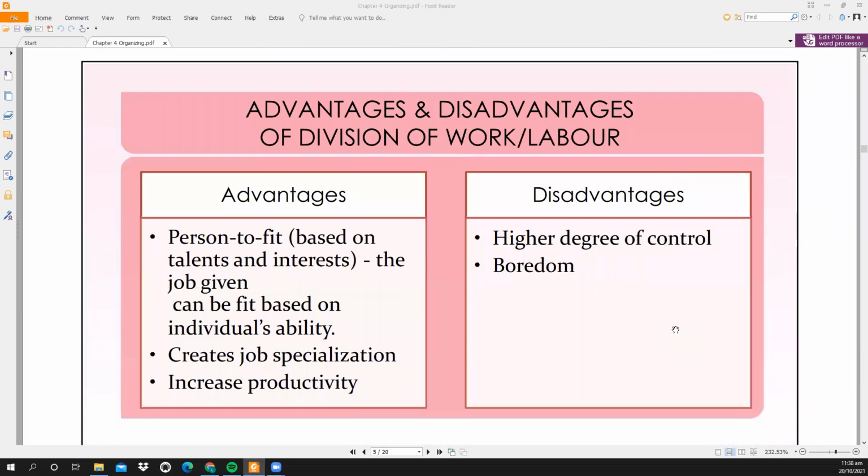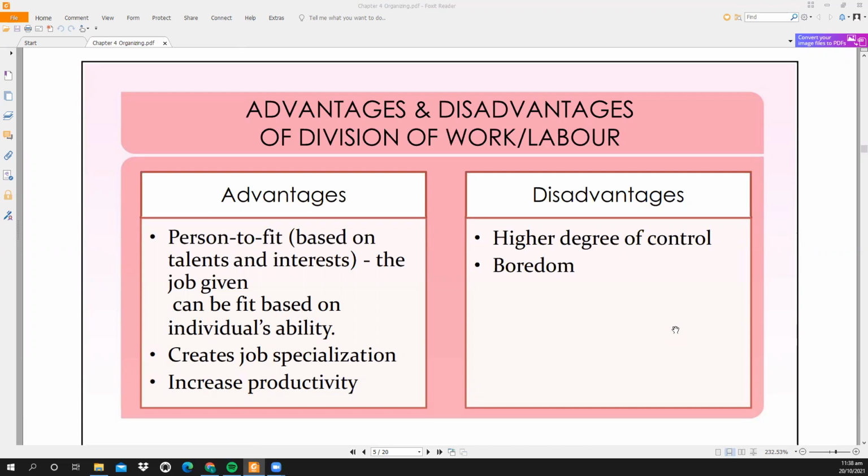Okay, so advantages and disadvantages of division of work and labor. So advantage, per person to fit based on talents and interest, the job given can be based on individual's ability. Okay, so syempre yun, na-segregate natin ng maayos ng work and labor and we'll know kung sino bang tao yung kailangan natin. And then through that, magkakaroon ng vacancies, i-list down natin yung mga qualifications and criteria natin, no, pag naghahanap na tayo ng applicants.